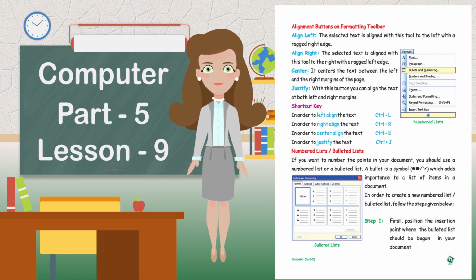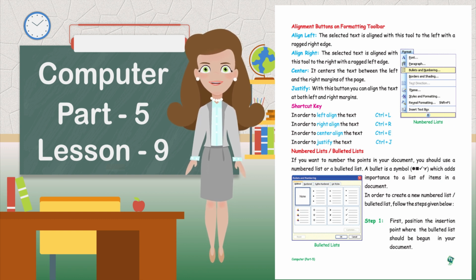Shortcut key. In order to left align the text, Ctrl+L. In order to right align the text, Ctrl+R. In order to center align the text, Ctrl+E. In order to justify the text, Ctrl+J. Numbered list / bulleted list.